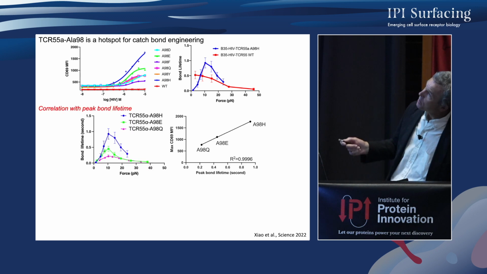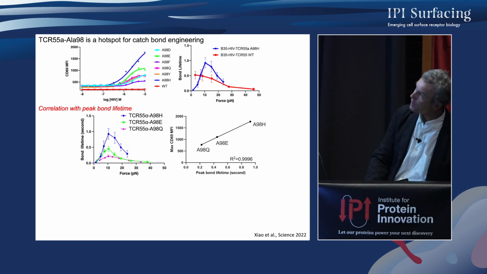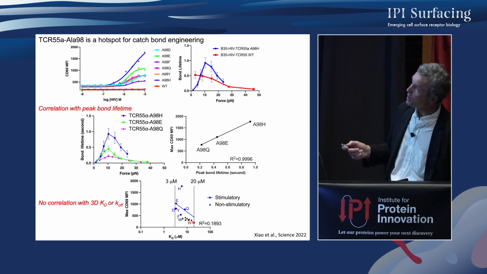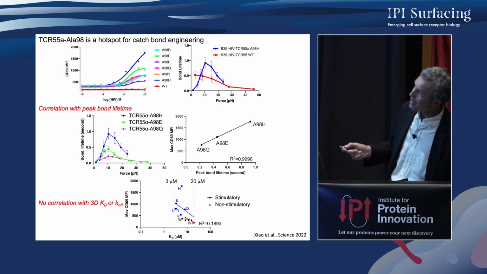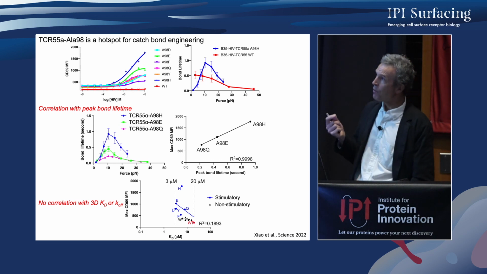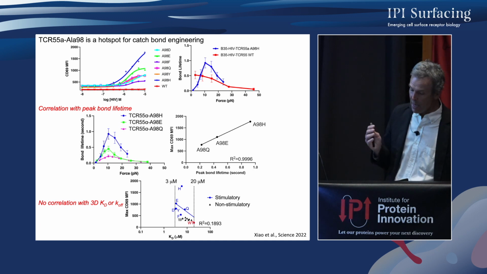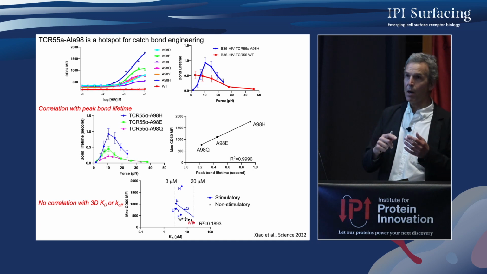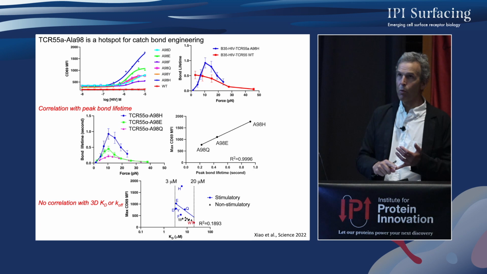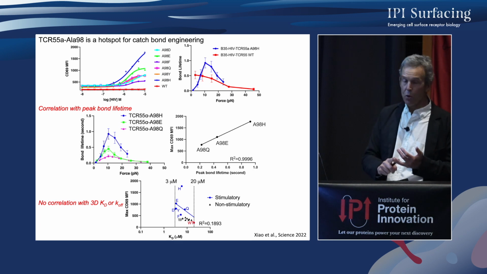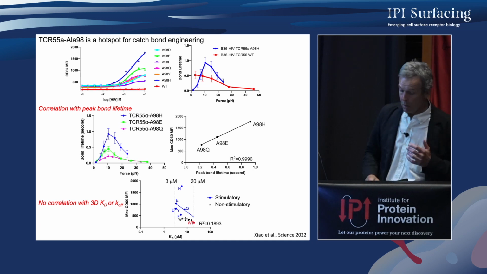And in fact, the catch bond lifetime is proportional to the CD69 upregulation on the T cell. And when you measure the 3D affinities of these mutants with the TCR, they're not in any way significantly different than the non-stimulatory peptide. So the catch bonds have the ability to decouple signal strength from the affinity of this interaction. And it's an engineerable parameter. We tend to think about affinity being one of the few engineerable parameters between proteins. Catch bonds are a new engineerable parameter that don't depend on affinity.